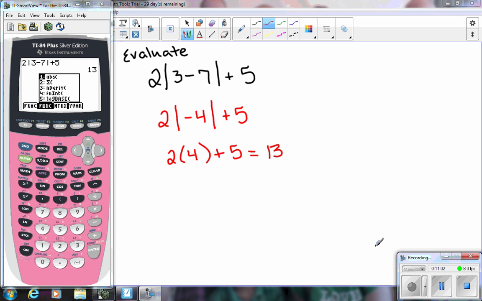So this was just meant to give you a brief overview of some basic calculations that your calculator can do. We will be learning a lot more about the graphing capabilities of your calculator later.